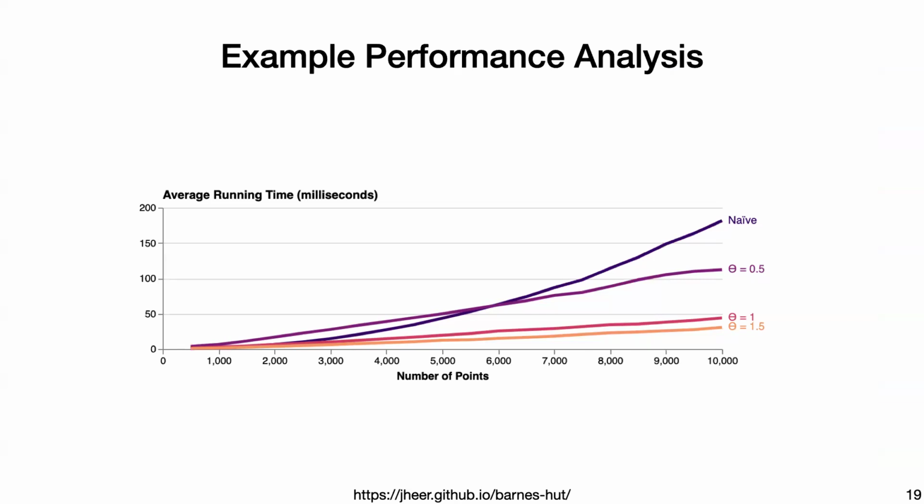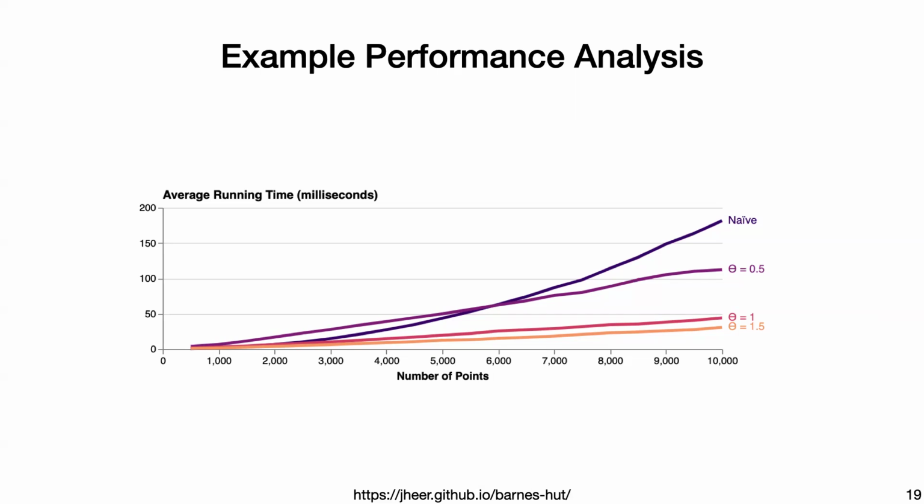Okay, so this is just some example performance analysis. The y-axis is running time, down is good, and the x-axis is number of points. So we expect the time to grow higher when you have more points, because all the times depend on n, whether n squared or n log n. And so this is the direct computation, the naive version, and we expect that the time is the highest. And the higher that theta is, the faster it will go, because that's a looser approximation.